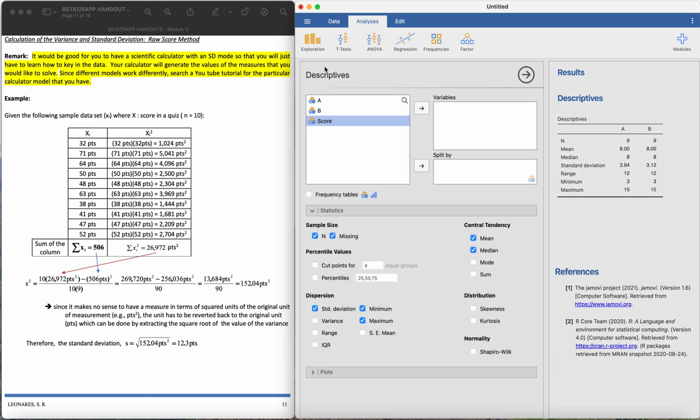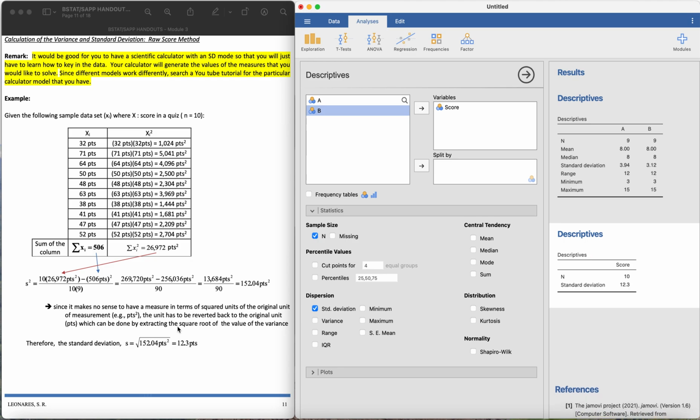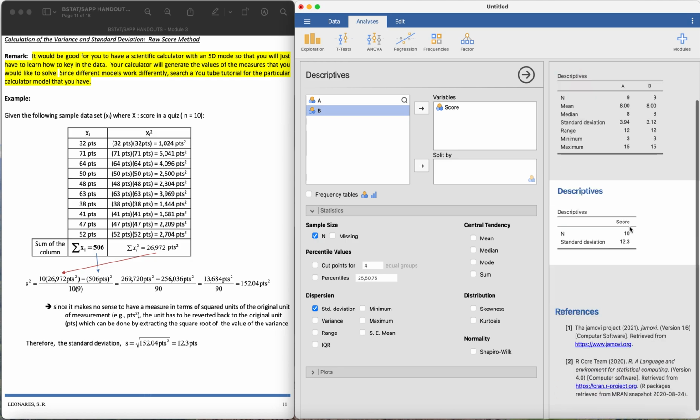And then it will lead you to, again, the same window. What we want to get now is score in the variables. Put it in. We don't need the other things here. So we just only need the standard deviation. So in order to get the standard deviation, just make sure that the standard deviation is checked and focus your attention here. So the standard deviation is 12.3, which is pretty much the same as our answer.